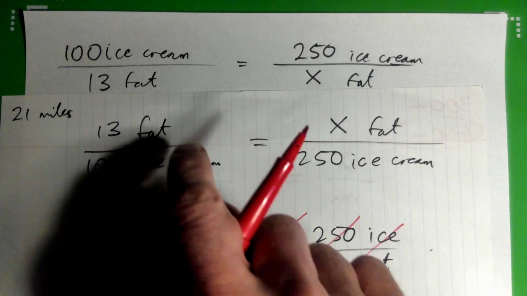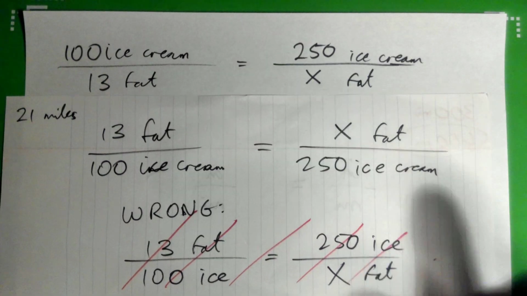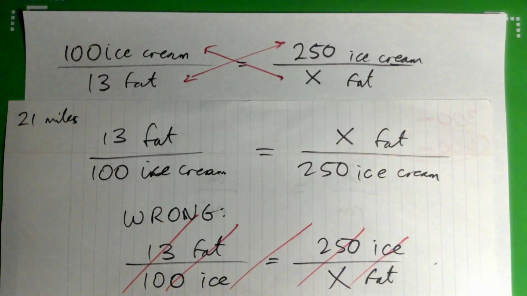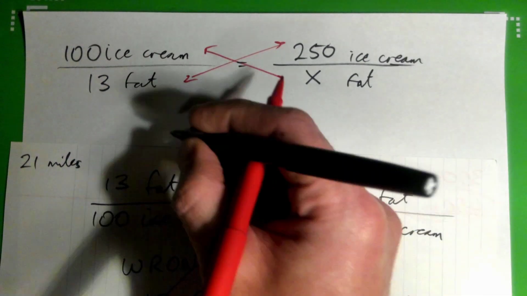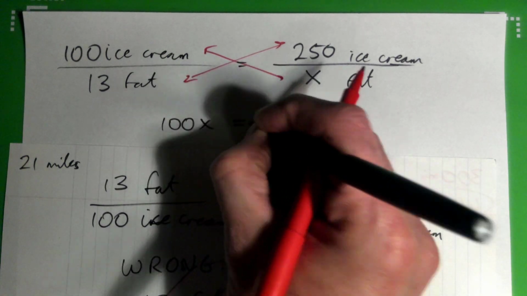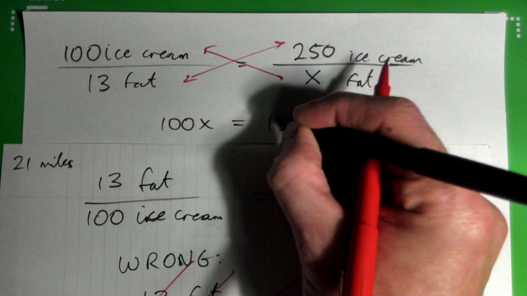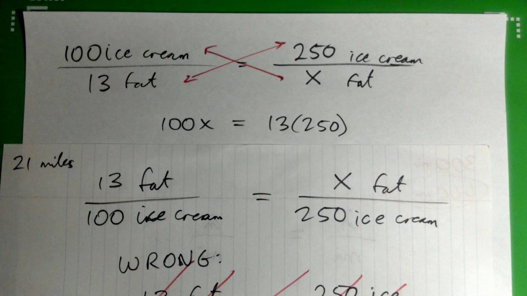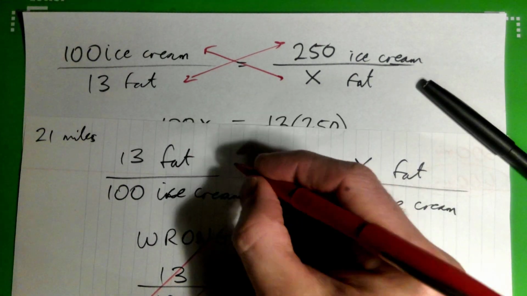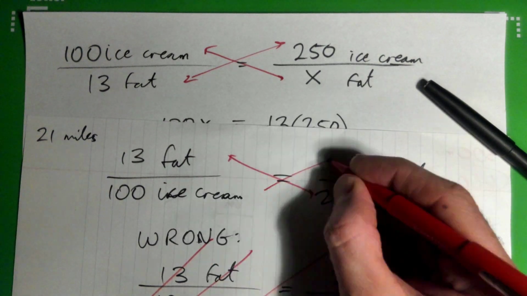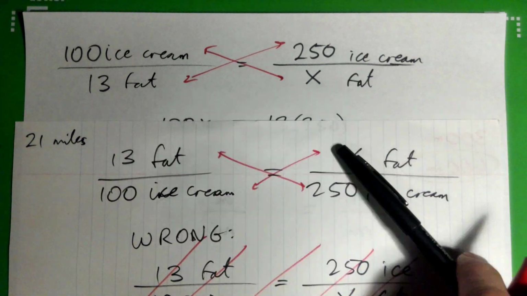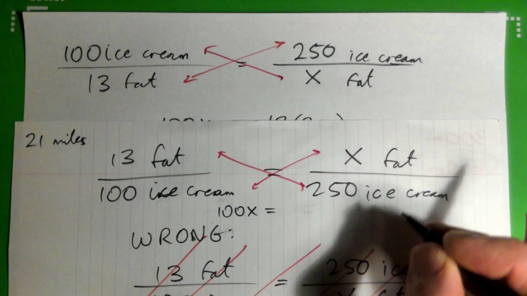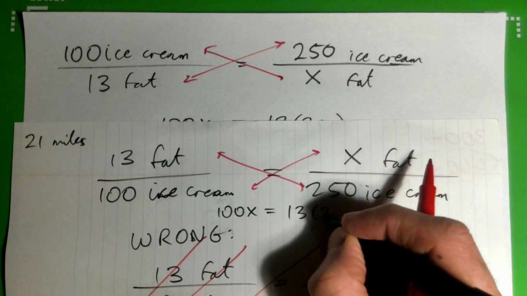You can either do it this way or this way, right? In both cases, when we cross multiply, we'll end up with the same thing: 100 times x, 100x, equals 13 times 250. Or in this case, this times this times this. Again, 100x equals 13 times 250. See that?